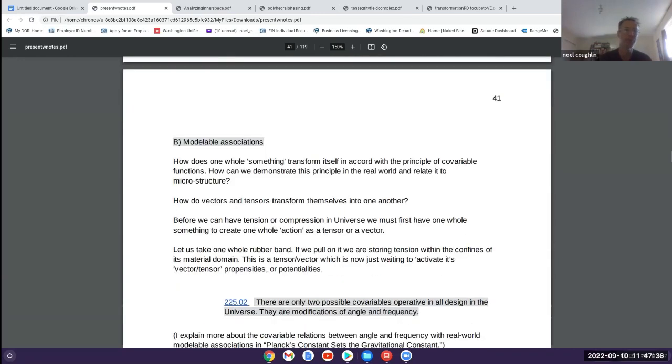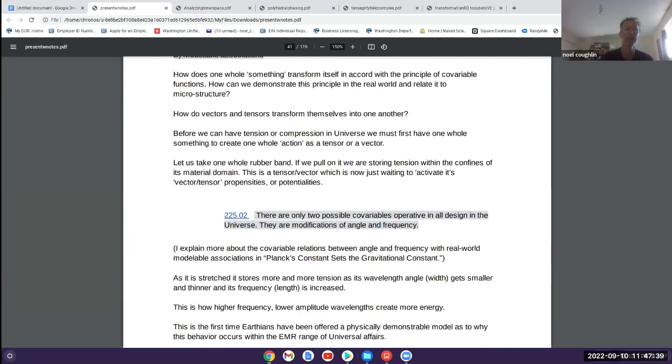An example. How does one whole something transform itself in accord with the principle of covariable functions? How can we demonstrate this principle in the real world and relate it to microstructure? How do vectors and tensors transform themselves into one another? Before we have tension or compression in universe, we must first have one whole something to create one whole action as a tensor or a vector. Let us take one whole rubber band. If we pull on it, we're storing tension within the confines of its material domain. This is a tensor vector which is now just waiting to activate its vector tensor propensities or potentialities.